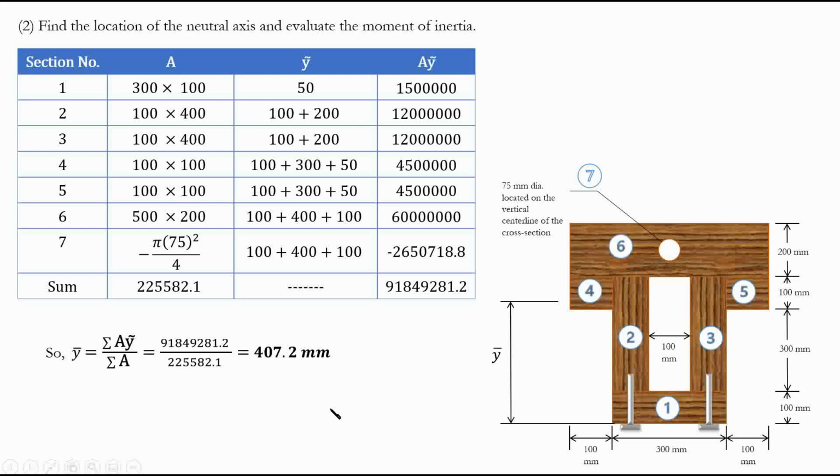Simple as that. But some people might say, okay, you know what? This is not the most efficient way of finding a neutral axis for this section. Someone might say, actually, I'm going to use 5 parts rather than 7 parts.